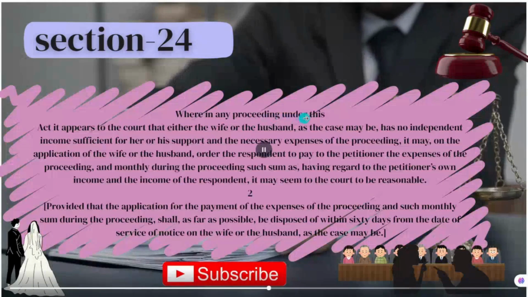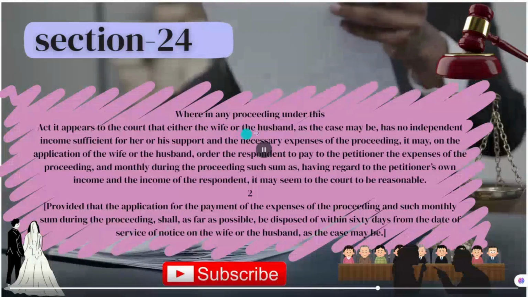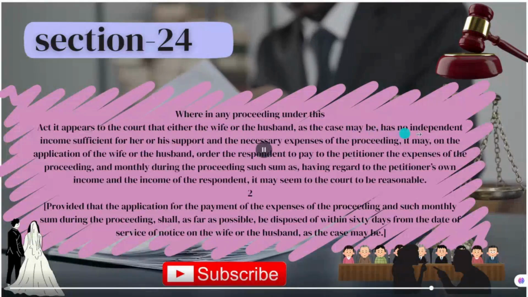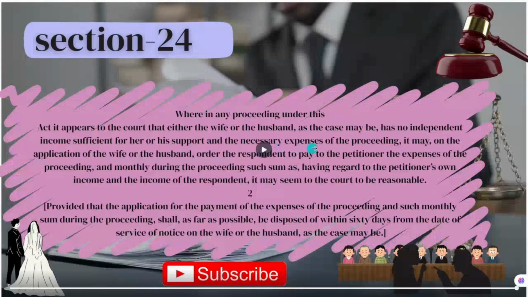Where in any proceedings under this Act it appears to the court that either the wife or the husband, as the case may be, has no independent income sufficient for her or his support and the necessary expenses of the proceedings, it may, on the application of the wife or the husband, order the respondent to pay to the petitioner the expenses of the proceeding and monthly during the proceedings such sum as, having regard to the petitioner's own income and the income of the respondent, it may seem to the court to be reasonable.